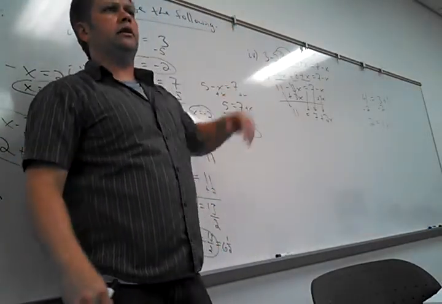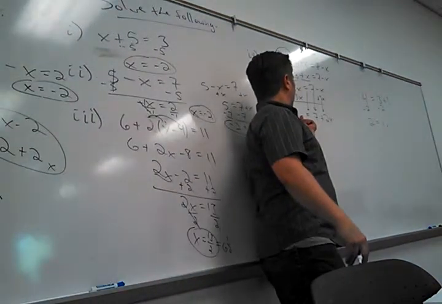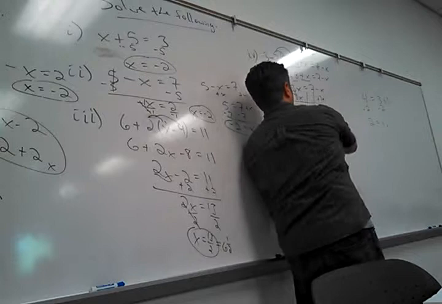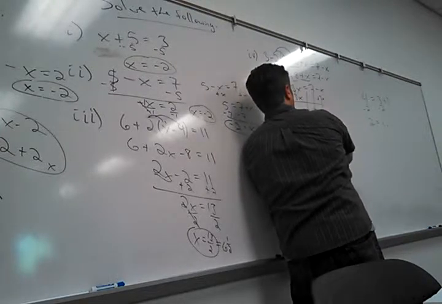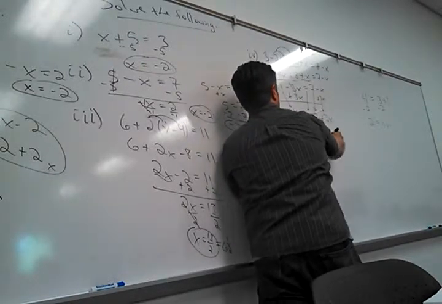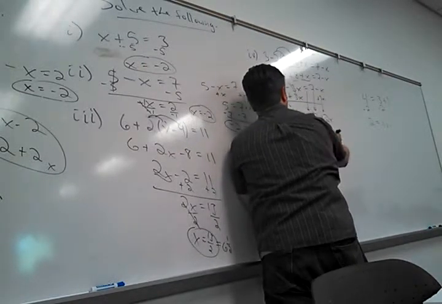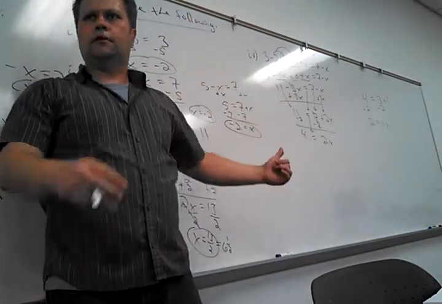And now what's in the wrong place? The 7. I got x's all together here. The numbers are not together yet, so I want to get that 7 out of there, so I subtract, so it cancels over here. So I get 4 equals 2x. And then the last thing I do is almost always divide.